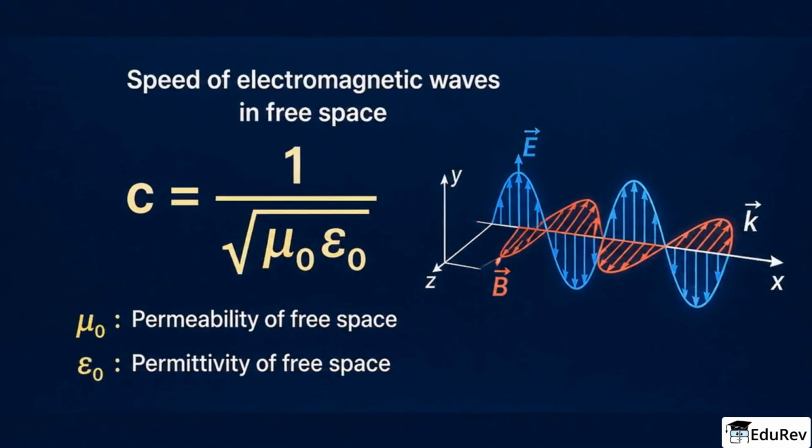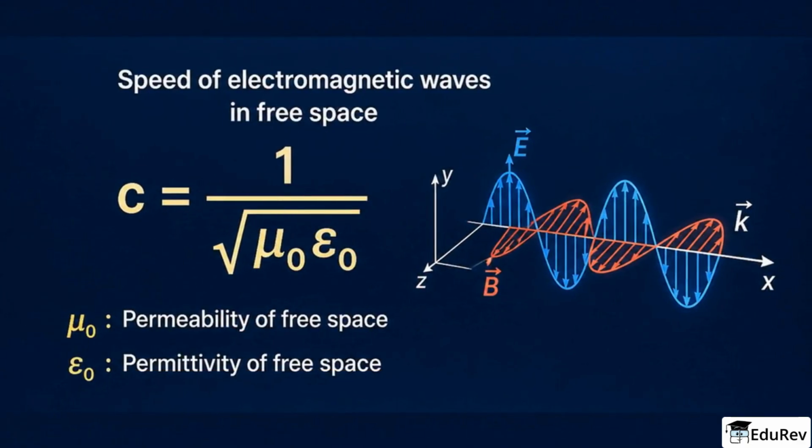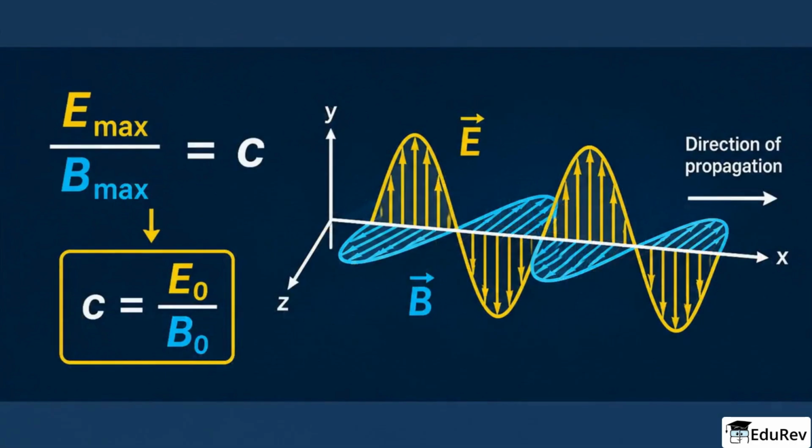The speed of electromagnetic waves in free space is c equals 1 divided by the square root of mu naught times epsilon naught, where mu naught is permeability of free space and epsilon naught is permittivity of free space. Also, the ratio of the maximum electric field to the maximum magnetic field equals the speed c. So, c equals E naught divided by B naught.